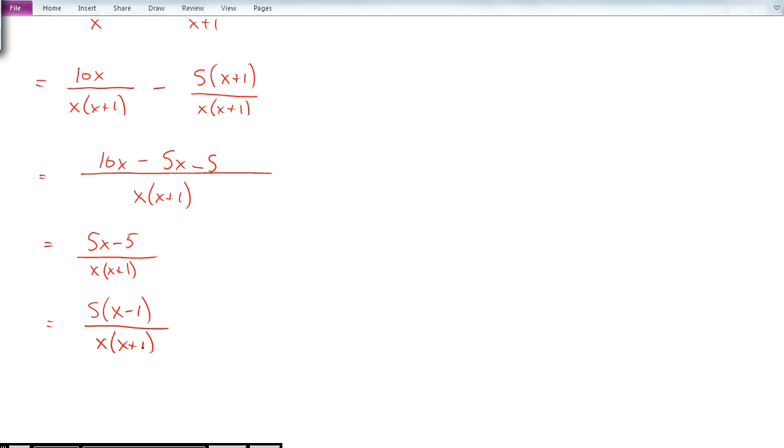And you can see now that the overall fraction does not have any common factors. The mistake I made there was this minus sign applies to the subtraction of minus this quantity, and when I distribute that negative 5 across the x plus 1, it's minus 5x minus 5, not plus 5. My bad.